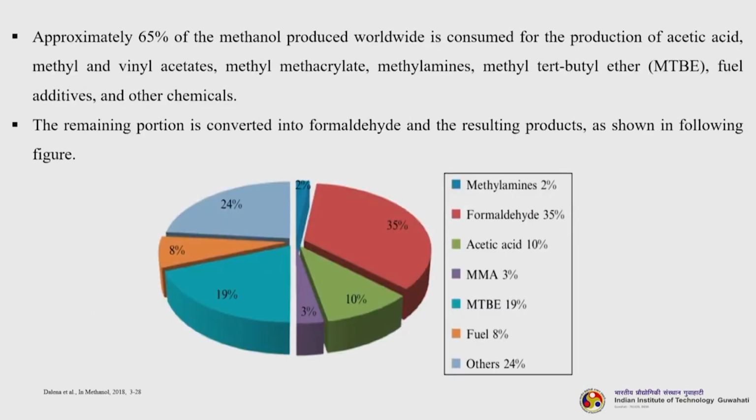If you talk about how methanol is produced and used, approximately 65% of methanol produced worldwide is consumed for the production of acetic acid, vinyl and methyl acetates, methyl methacrylate, methylamines, MTBE, that is methyl tert-butyl ether, fuel additives and other chemicals. And the remaining portion is converted into formaldehyde and the resulting products, as shown in the following figure. If you go by percentage, formaldehyde is the highest.